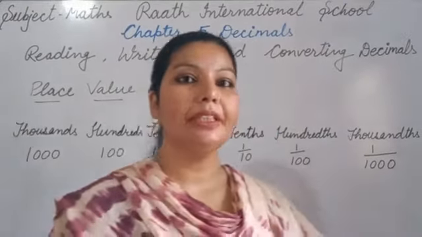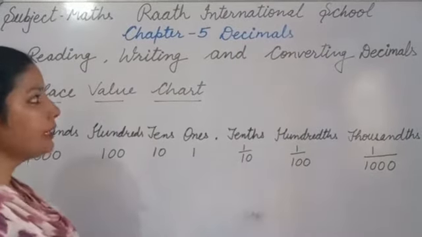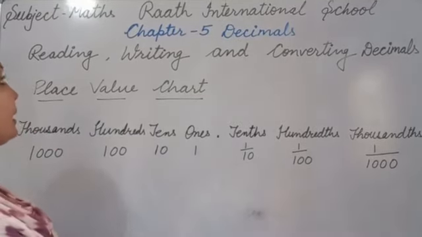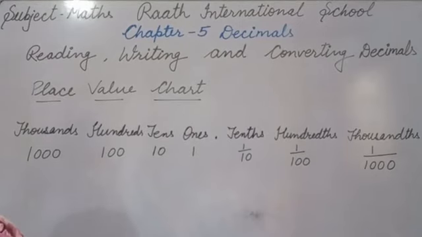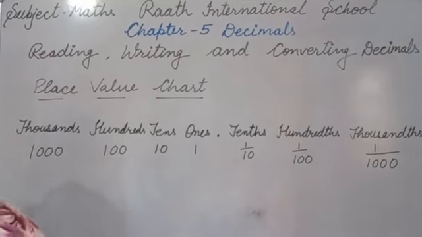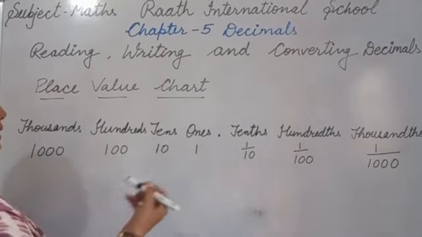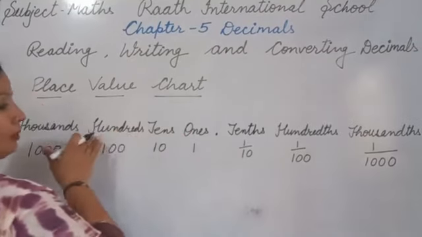Today we will continue our topic decimal. Today we will learn reading, writing and converting decimals. So for reading and writing of decimals we require a place value chart. First of all we will learn the place value chart of decimal. In the place value chart of decimal, before the decimal we have whole number.